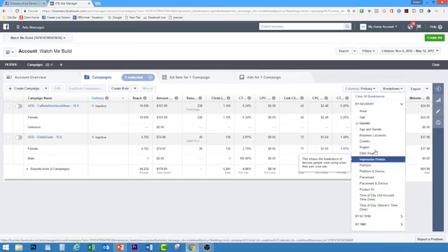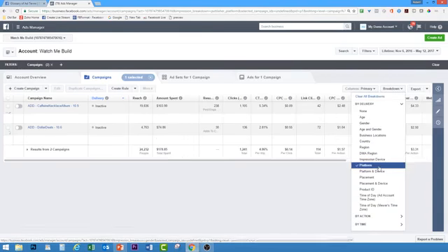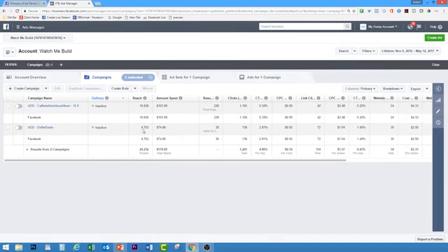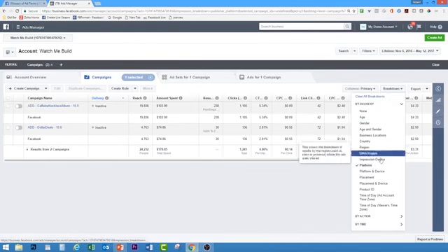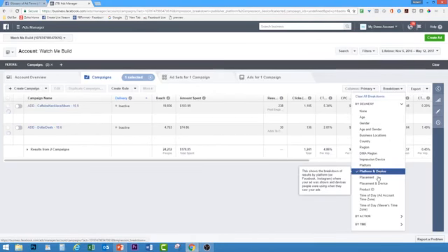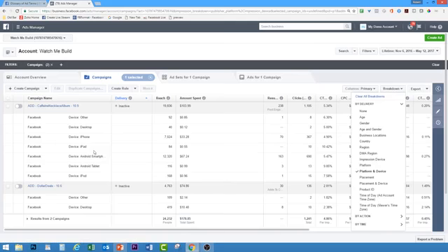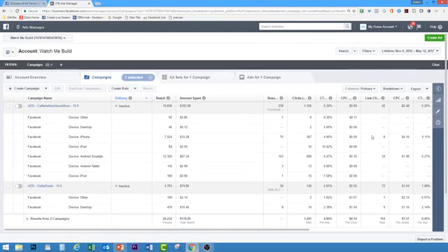You could click around on some of these other ones to figure out, maybe if I had Instagram going on here, it would show me Instagram was where conversions were at, or maybe you could look at devices, find out maybe it's desktop where the conversions are at. Actually, iPhone is where the conversions are at over here.